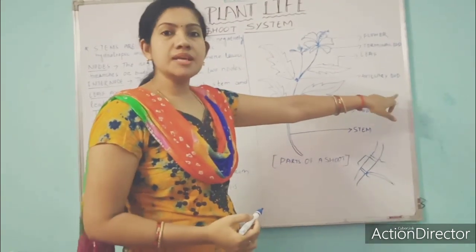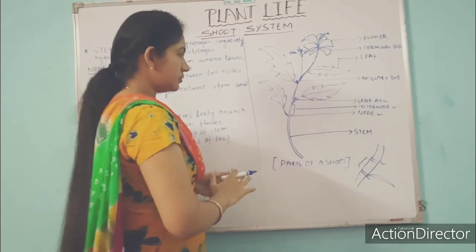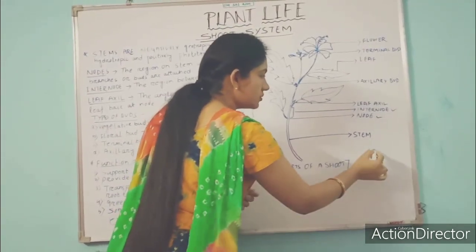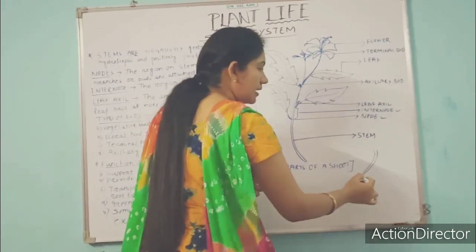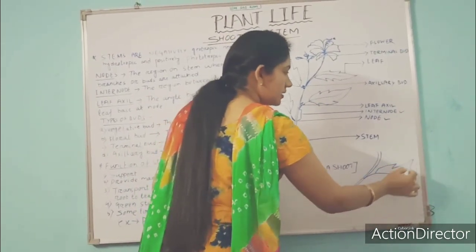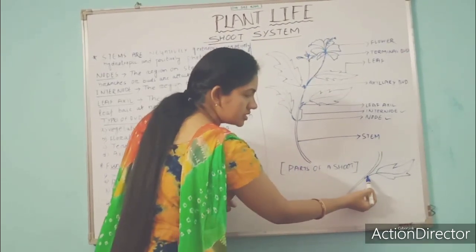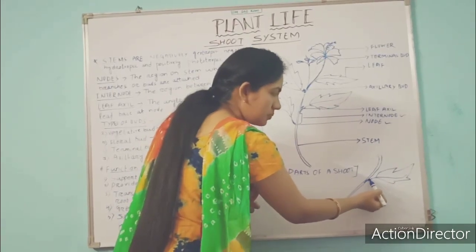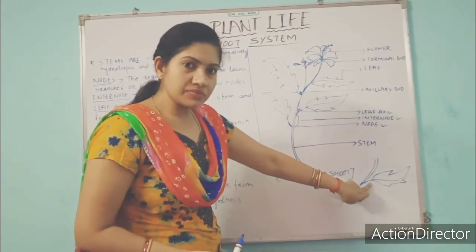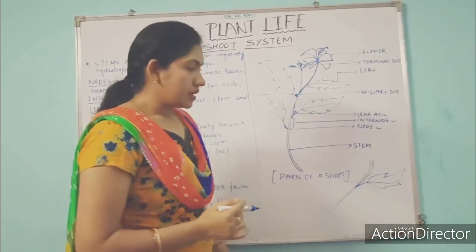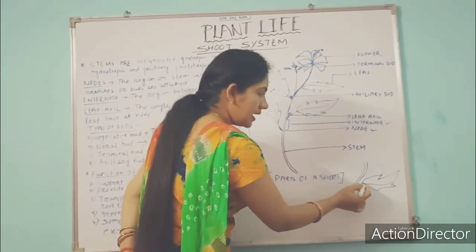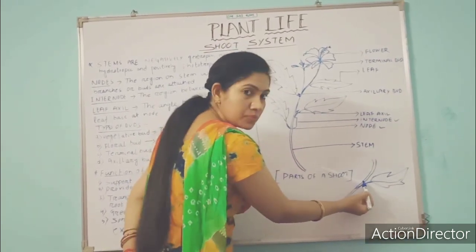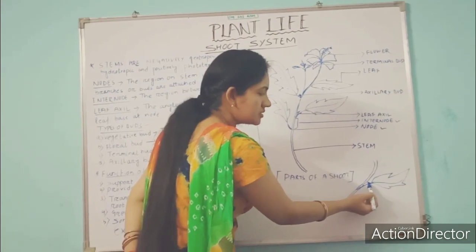The third term is leaf axil. What is leaf axil? If I show you the close view, if this is a stem and this is a leaf, then we can call this the leaf base. Leaf base means the place of attachment of the leaf to the stem. We call it a leaf base. You can now find an angle between the leaf base and the stem. Can you find this angle?